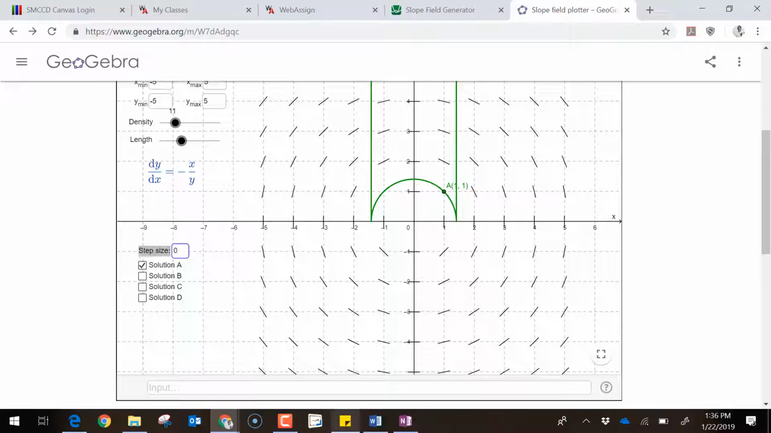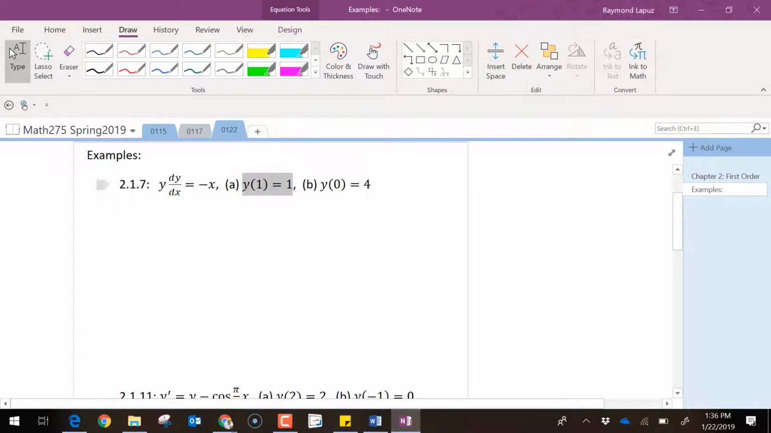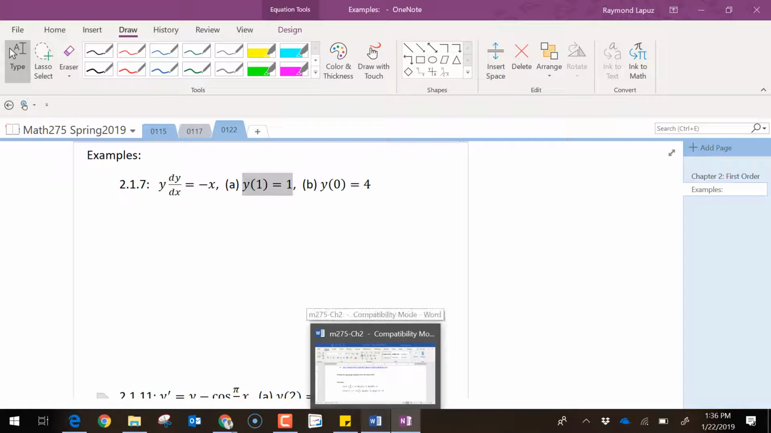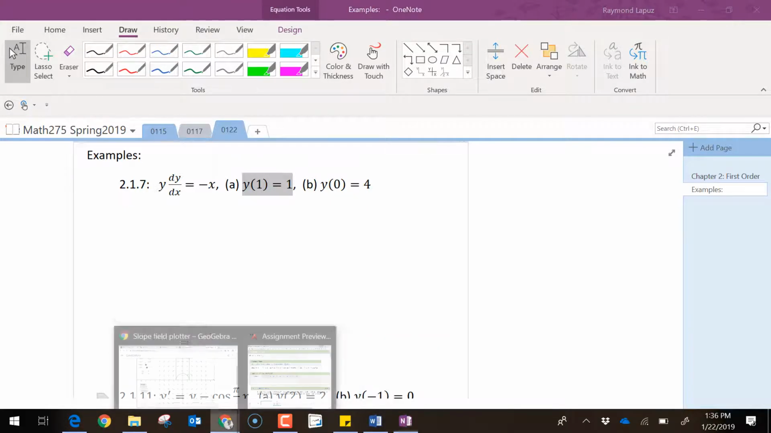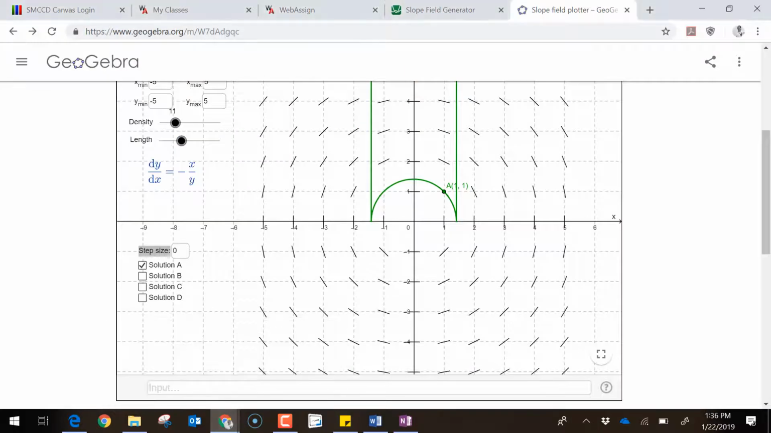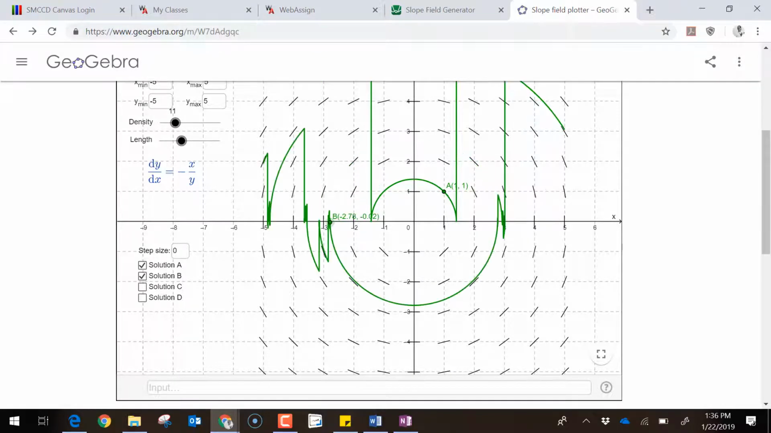All right, let's see what the other point is. So let's draw another curve, (0, 4). Wait, (0, 4)? (0, 4). So let's draw another solution. Let's take this point. (0, 4). Is that on the x-axis or y-axis? It's on the y-axis. (0, 4).